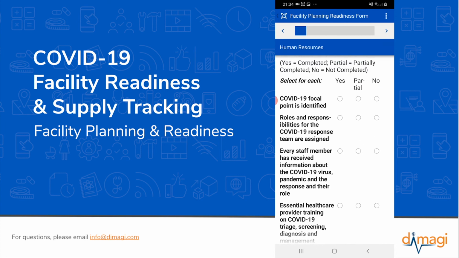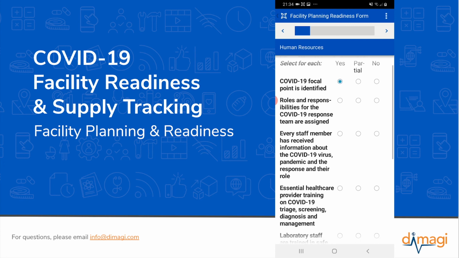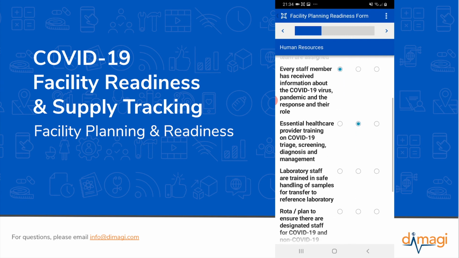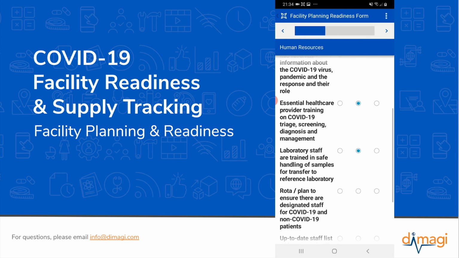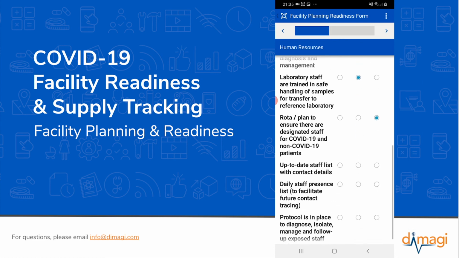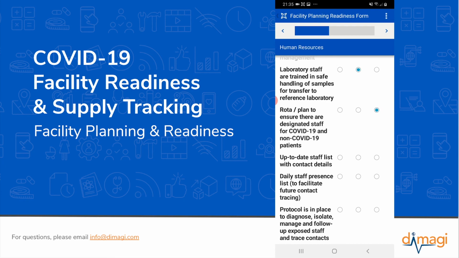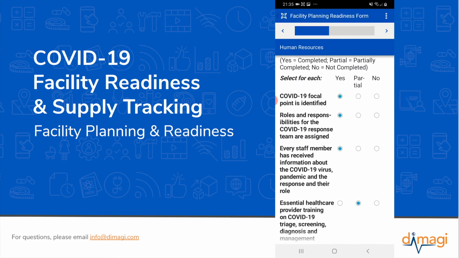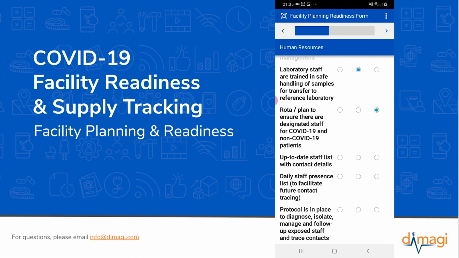We can choose that we've identified a focal person, we've identified roles and responsibilities, and every staff member has received information about COVID. Some of these might not have yet been completed, so we'll say that they're partially complete or not complete at all. This scores each of these checklists 1 for complete, 0.5 for partially complete, and 0 for no, allowing you to report on the preparedness by each specialization area.